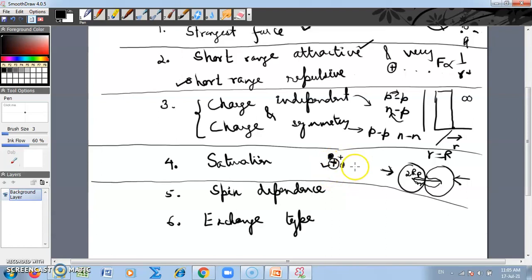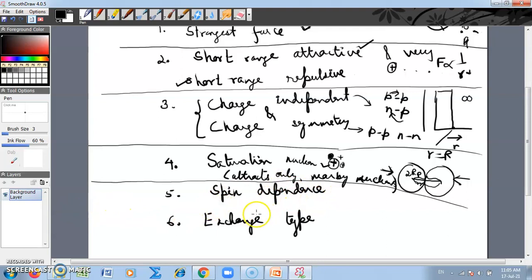particles lying at a distance. Only its nearest neighbors, that is the exact term used: a nucleon, whether it be a proton or a neutron, attracts only nearby nucleons. So the study material for this will be shared with you.